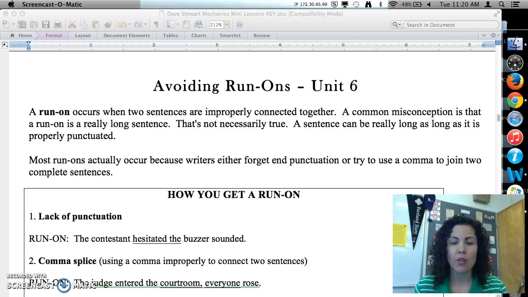Here we are at Unit 6, Avoiding Run-Ons, which is also a grammatical error that many students struggle with. So let's talk about what a run-on is and how to correct it. A run-on occurs when two sentences are improperly connected together.